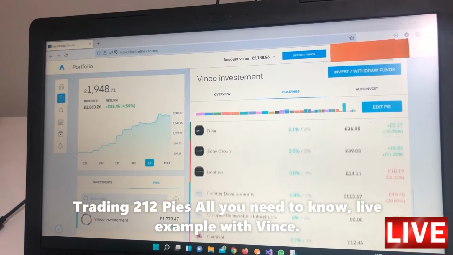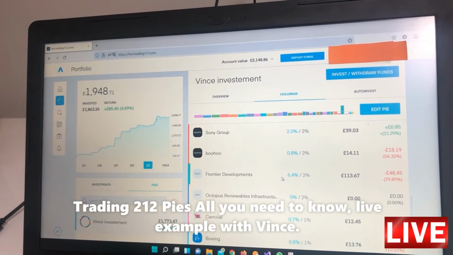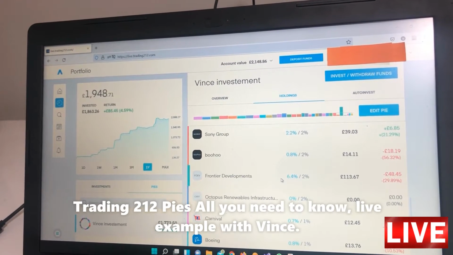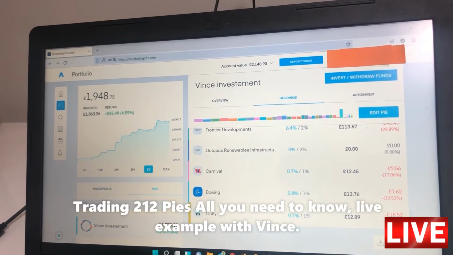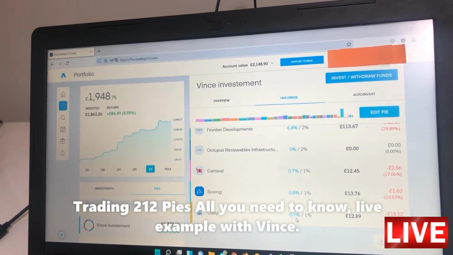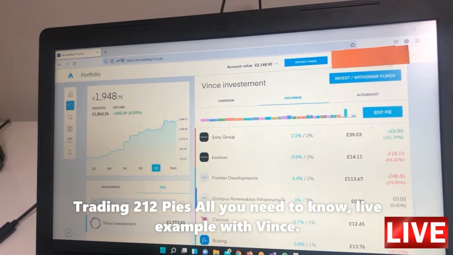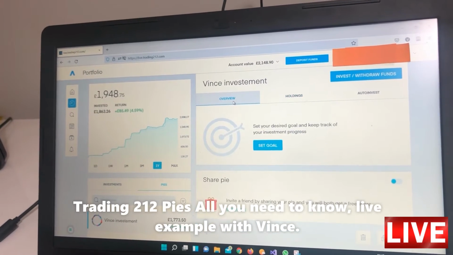If I was to come down a bit and look at Frontier Developments, only £2 would get invested out of £100 here. And then again, if I go down the page to something like Oatly, only 1%, therefore £1 out of £100 would get invested. So I'm just going to quickly do some investing and you can see how it's done.